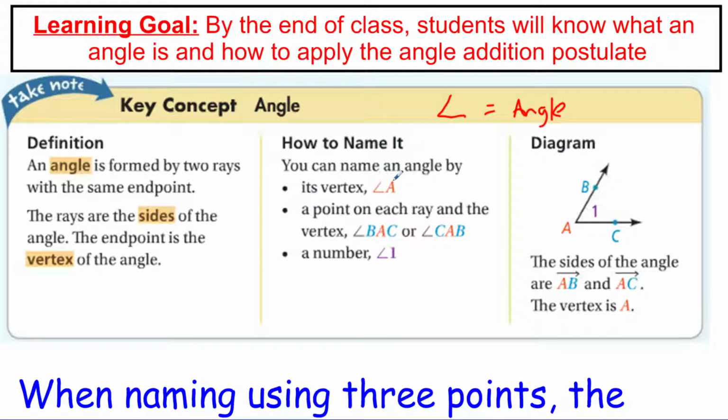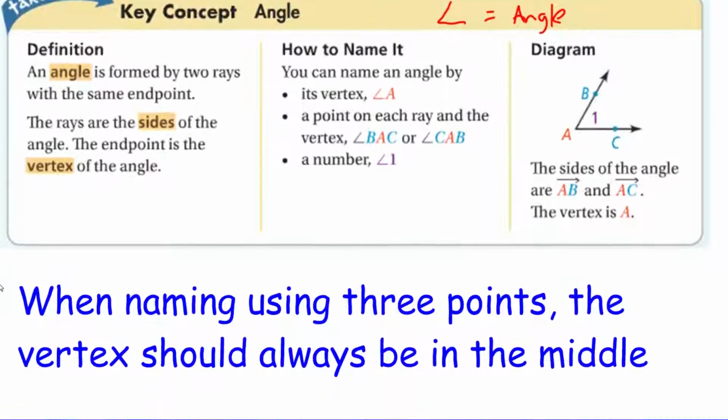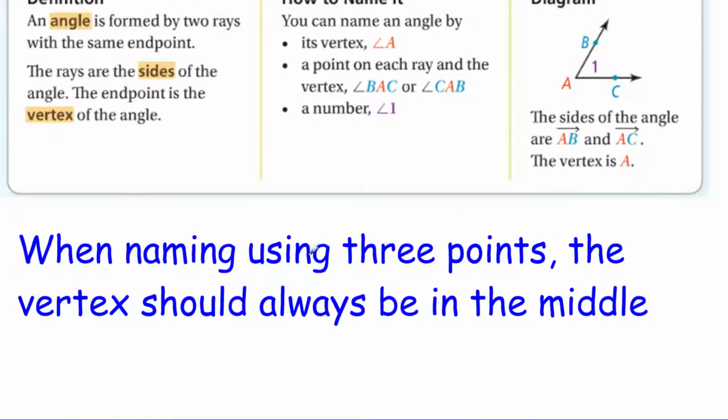The more common way is this second one. In this second one we use a point on each ray and the vertex, and I have that hiding down here. This was just to remind myself, as well as you, that when you name using 3 points, the vertex should always be the middle point.